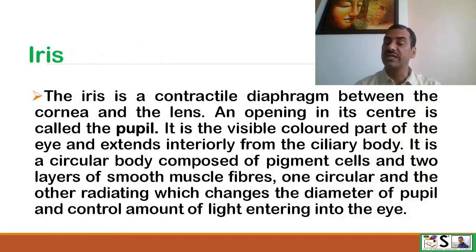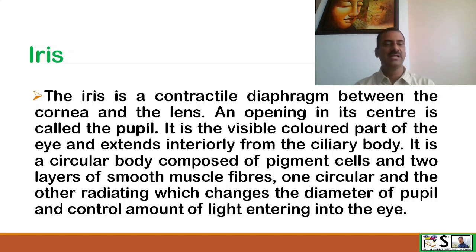Iris is a contractile diaphragm between the cornea and lens. An opening in its center is called pupil. It is the visible colored part of the eye. So we can see the color of the eye through the cornea. So this colored part is iris. It acts like a diaphragm of the camera. It can reduce and it can dilate. Okay, that is known as constriction and dilatation of the pupil, because there is a hole which is known as pupil.